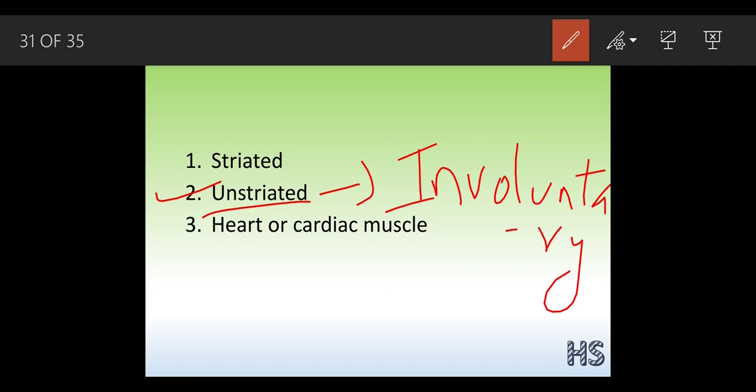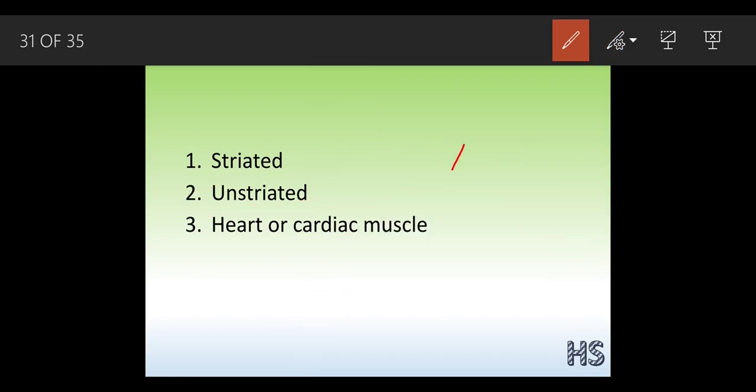See, even these unstriated muscles are long. They have pointed ends because the shape is like a needle. They have a needle kind of shape, like this. And as striated muscle was multinucleated, the unstriated is uninucleated. What do you mean by uninucleated? Only a single nucleus.